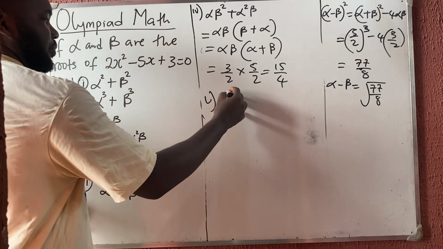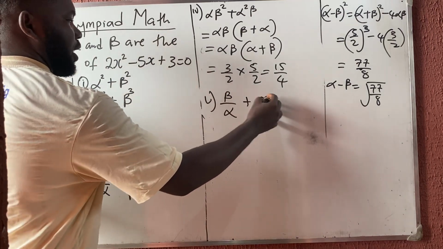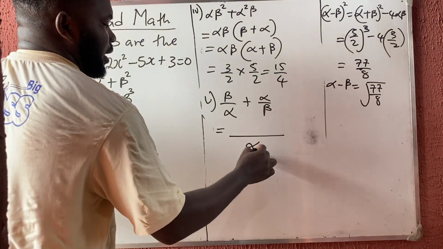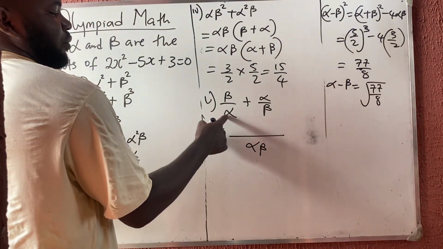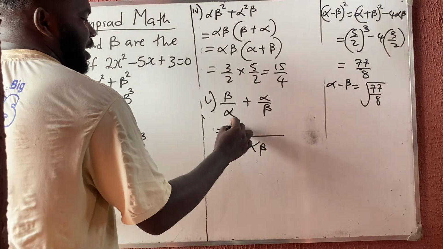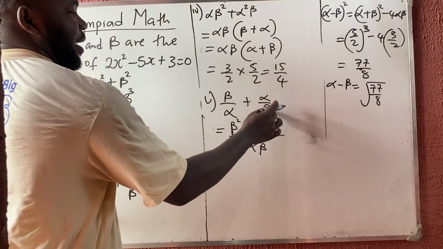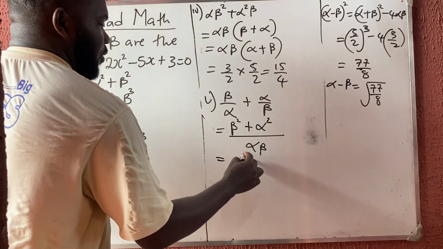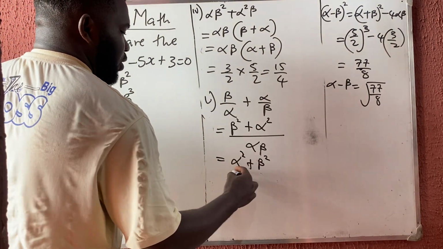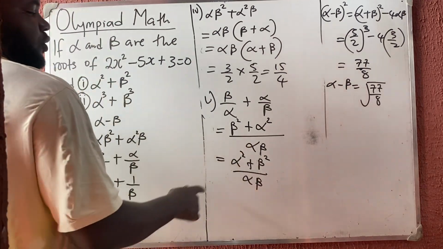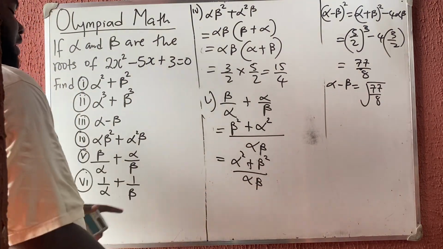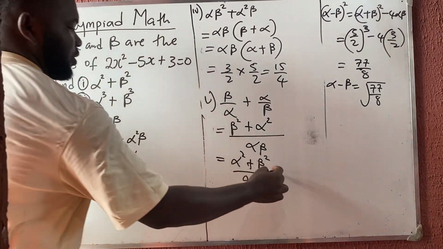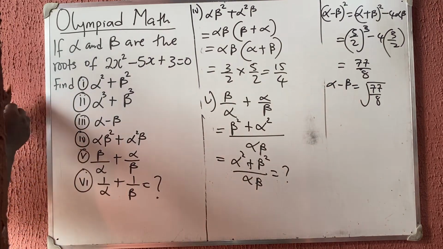Okay, so we go to the next one, V. V said beta over alpha plus alpha over beta. Now, this one is simply LCM. The LCM of this and this is alpha beta. When this divides by this, I'm going to have beta, beta times this, I have beta squared, plus when this divides by this, I'm going to have alpha, alpha times this, I have alpha squared. So this is now alpha squared plus beta squared all over alpha beta. So we have gotten this. Substitute and tell me what the answer is. I'm leaving this one for you. Do the LCM of this one and tell me the answer.